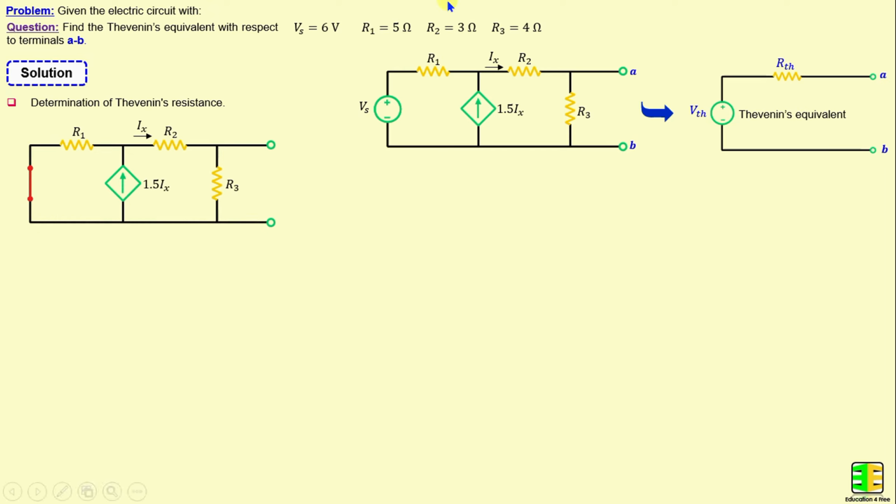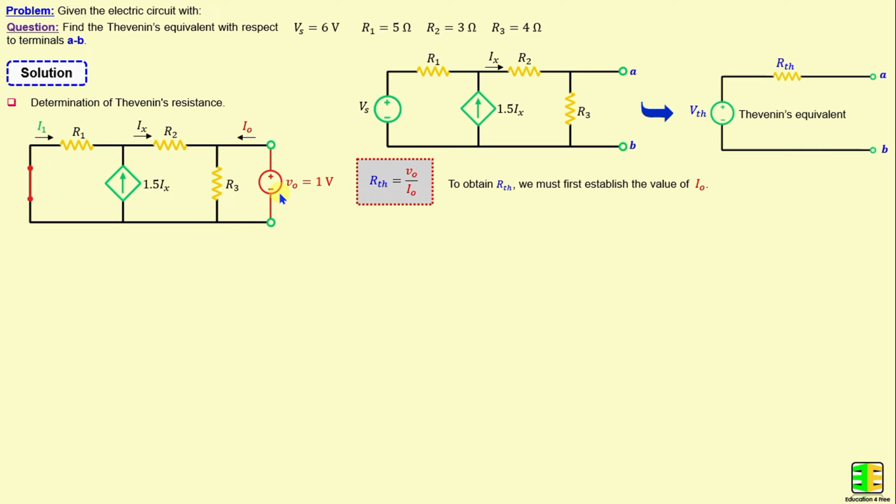But we see the presence of the dependent source. However, the idea is to excite the network with the voltage VO connected between terminals A and B. We can set VO equal to 1 volt to make the calculation easy. Our goal now is to find the current IO through the terminals. Once we establish IO, the RTH can be calculated by VO over IO. To find the current IO, I will apply the nodal analysis method.